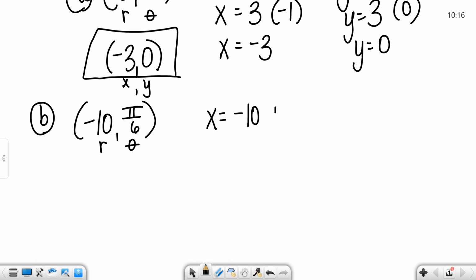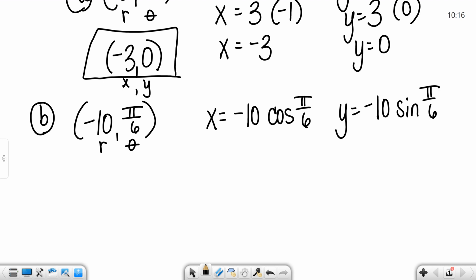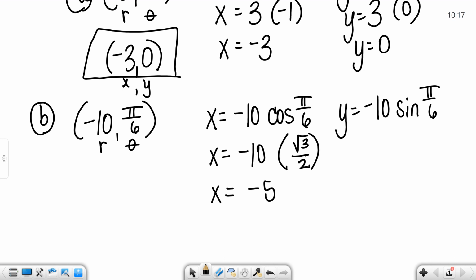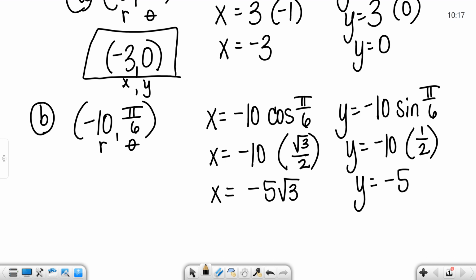So x is -10 times the cosine of pi over 6. Y is -10 times the sine of pi over 6. I can do the cosine of pi over 6 on my unit circle. I get square root of 3 over 2. I am looking for exact values here, not the touch of a calculator. And I get -5 on the square root of 3, not a decimal. The sine of pi over 6 is 1/2 from my unit circle, so y is -5.